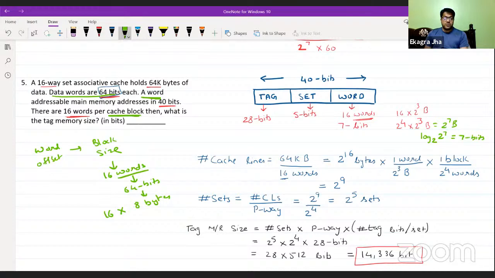Okay, because word length may vary, because yesterday we took the example that word size depends on the word length of the processor. If the processor is changing, the word length is also changing. Okay, so we need to convert the words into bytes and then into bits.